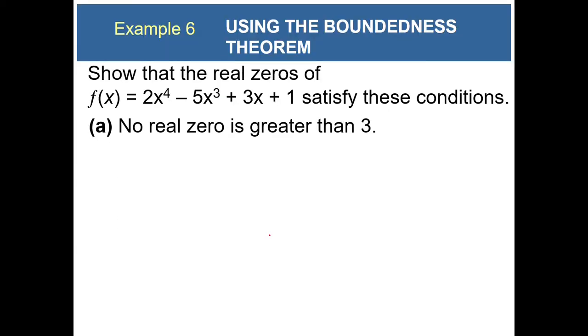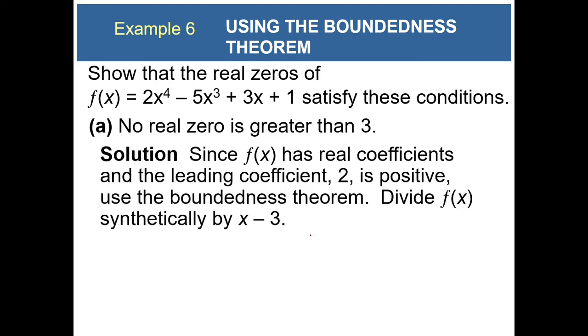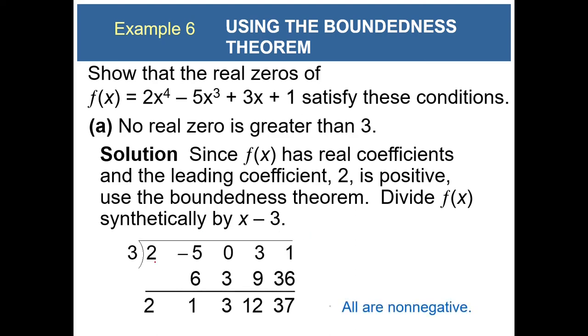Example 6, we want to show that the real zeros of f of x equals 2x to the fourth minus 5x cubed plus 3x plus 1 satisfy these conditions. A. There are no real zeros greater than 3. Since f of x has real coefficients and the leading coefficient, 2, is positive, we use the boundedness theorem and divide f of x synthetically by x minus 3. So we have 3 divided into f of x synthetically.